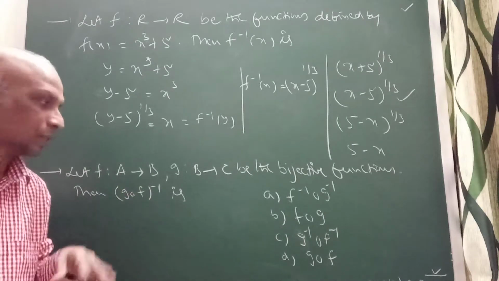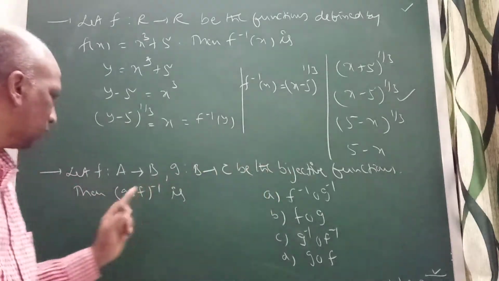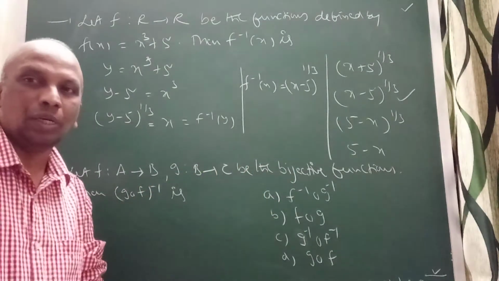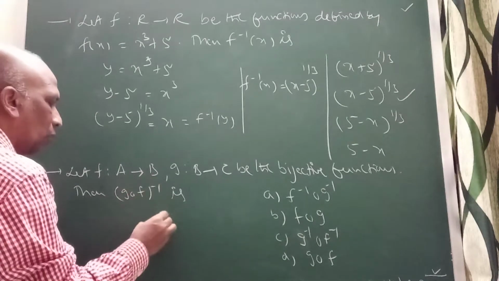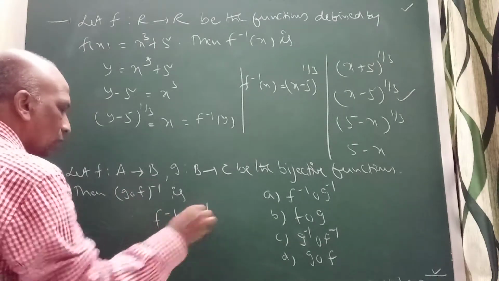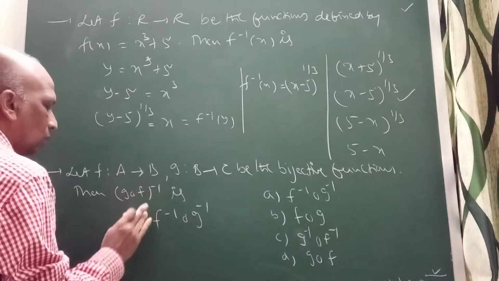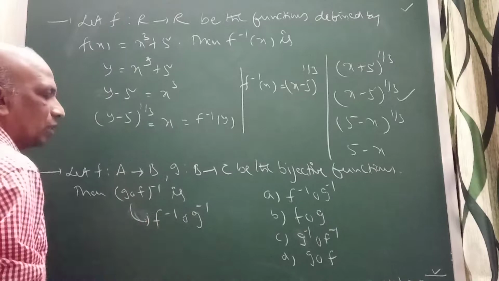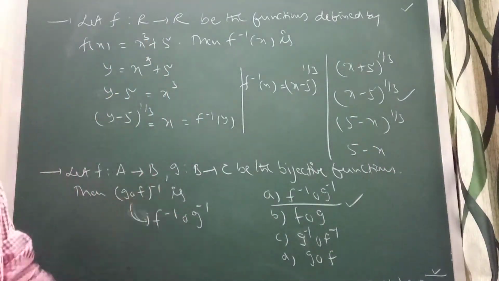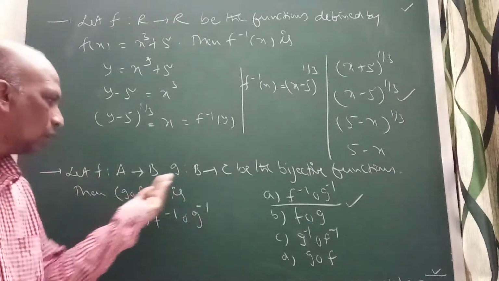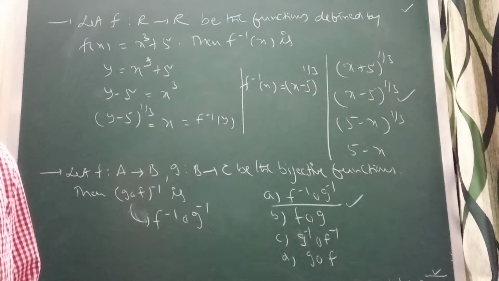To find the inverse, coming to this one: g from A to B and f from B to C are bijective functions. Then (g of f) whole inverse, this is a property always, should be equal to f inverse of g inverse. So your first option is right. This is a property of composite functions: (g of f) whole inverse is f inverse of g inverse.